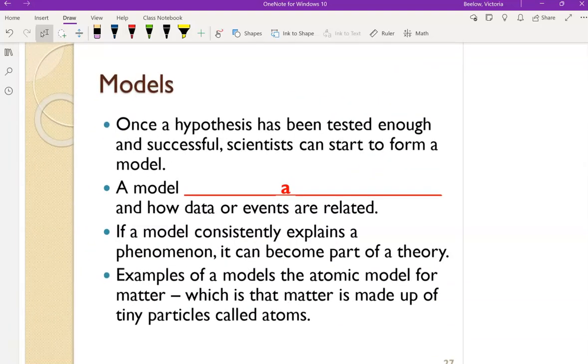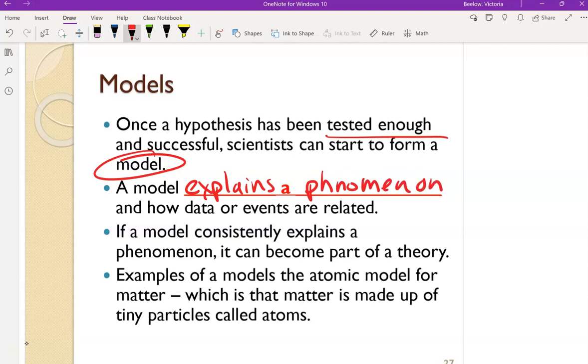All right, so models. Once a hypothesis has been tested enough, it's usually not just one time and you prove something, okay? It's usually multiple times, usually more than one person is involved. But after many tests and collecting enough data, a model can be developed. So a model explains a phenomenon. A model is something that is going to help us explain what we're seeing or observing and how data or events are related. So if a model consistently explains a phenomenon, it can become part of a theory.